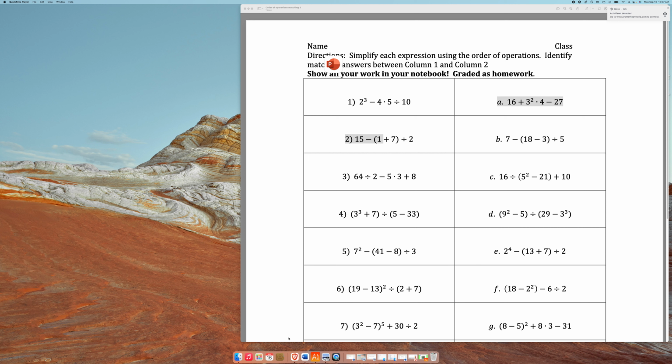I have a choice between subtraction and division now. So the one I'm going to do is division, because division comes ahead of subtraction. So 15 minus, and 8 divided by 2 is 4. And then 15 minus 4 gives me 11. So the answer to number 2 is 11.